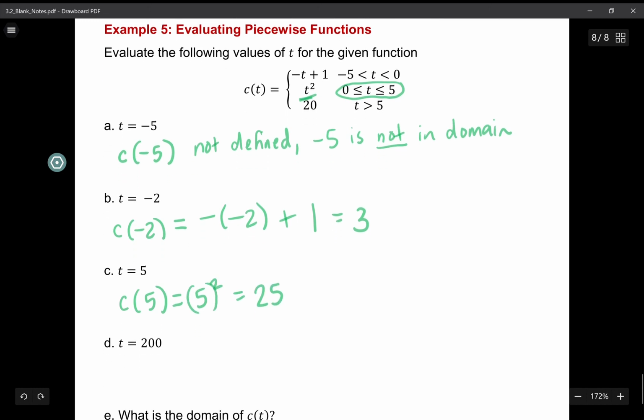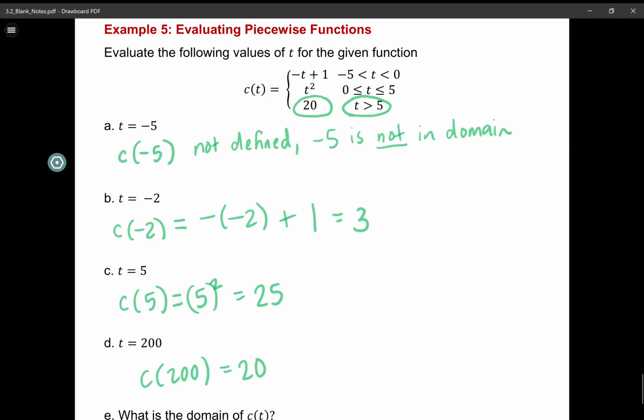And c of 200. Well, 200 falls into the last category, right? t greater than 5. So c of 200 equals 20. Now, people always get confused by this last one because there's no t in it. It's just a constant. That's okay. No matter what we put in, if it's greater than 5, it's just going to spit out 20.